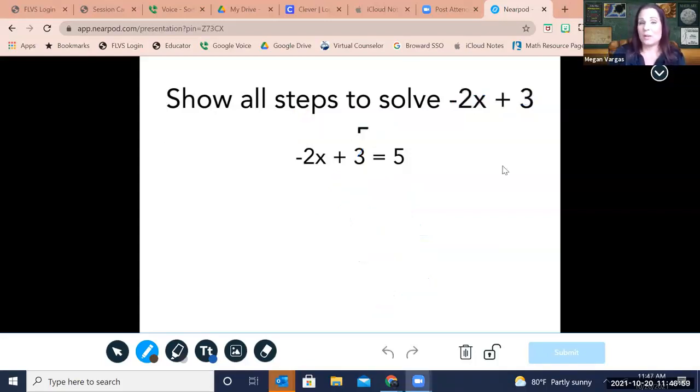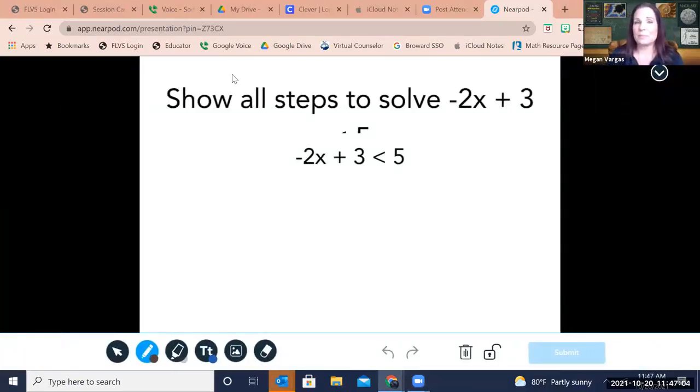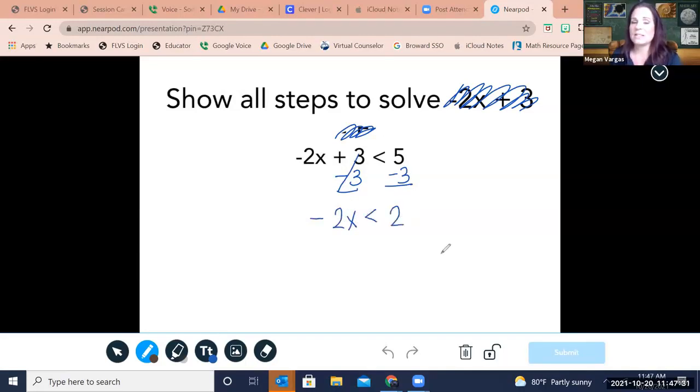All right, so now, look, same problem. And I had the same issue where I couldn't delete it. So just ignore this and ignore this because it's right here. Okay, so let's do it together. Same thing, right? Same numbers. So I'm going to subtract 3. I get -2x. This time I don't have an equal sign. I have this. That is a less than sign.